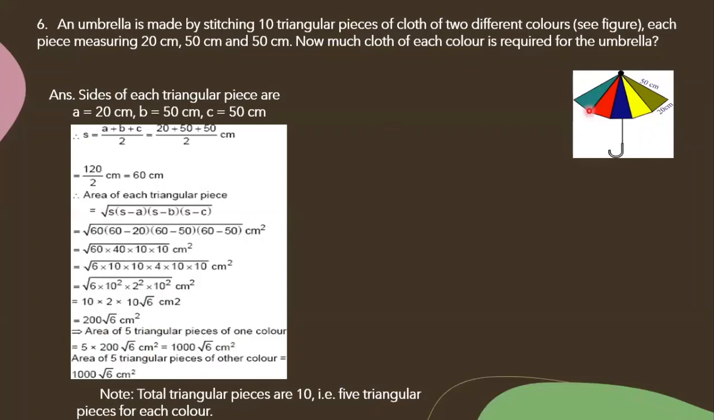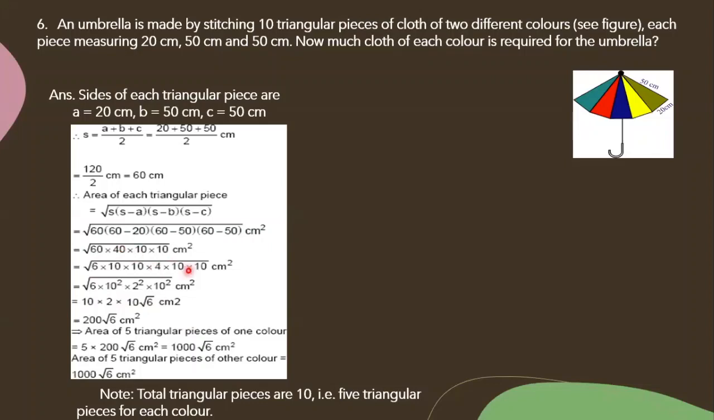Ma'am, we can use half into base into height for the area, no? Where, ma'am? It is not a right angle triangle, Ajay. Ma'am, why is there 10 root 6, ma'am? Not 10 root 6. 10 into 2 into 10 root 6. Ma'am, why is that? It's solving. 60, they wrote 6 into 10. 40, 10 into 4.